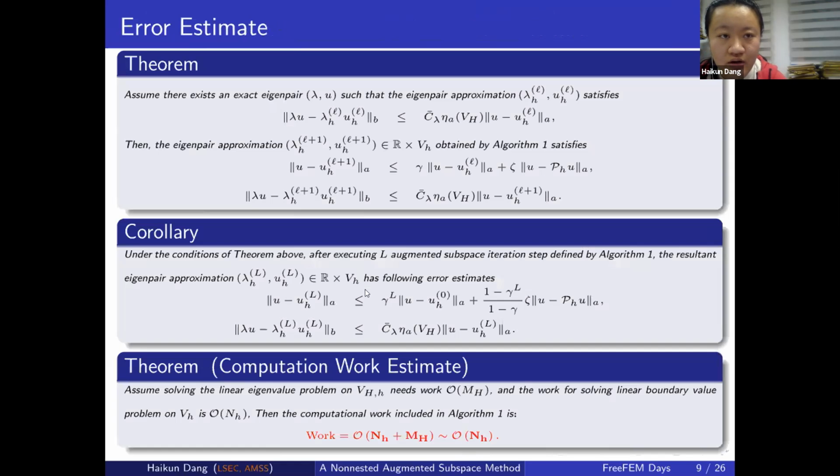Okay, the estimate of algorithm 1 has been given, but I do not have much time, so I will skip it. If you are interested, this work has been linked on arXiv. You can search for it directly. It was mentioned that if the coarse mesh is small enough, the computational work included in algorithm 1 is nearly of linear complexity.